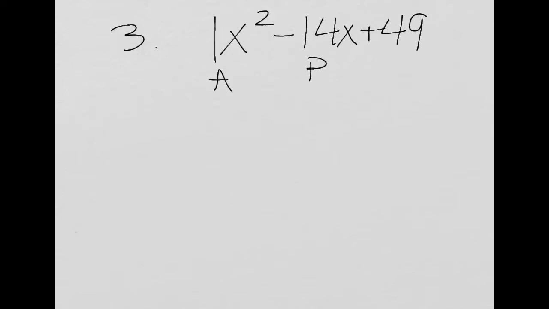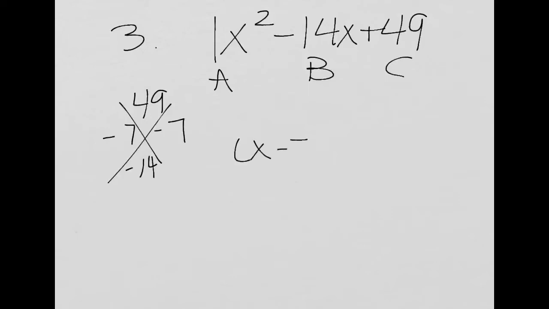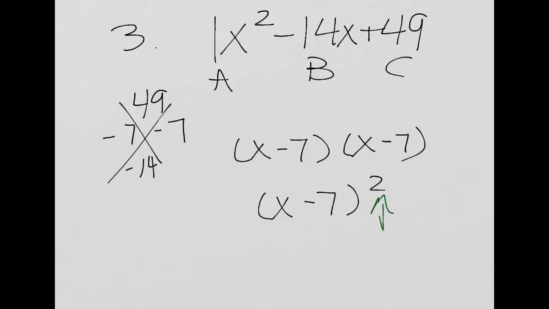Number 3, kind of along the same lines. This has a 1. There's no GCF. So I go ahead and make my x. A times C is 49. B is negative 14. So multiplies to give me 49, adds to give me negative 14 is negative 7 and negative 7. So it's x minus 7, x minus 7. Because A is 1, I can take that shortcut. That's not an answer choice, but this is. And remember, they write it with a 2 because it's the same thing written twice. That was answer choice B.